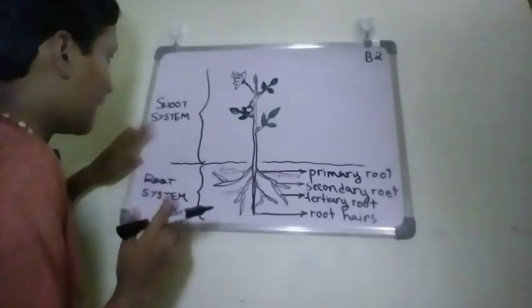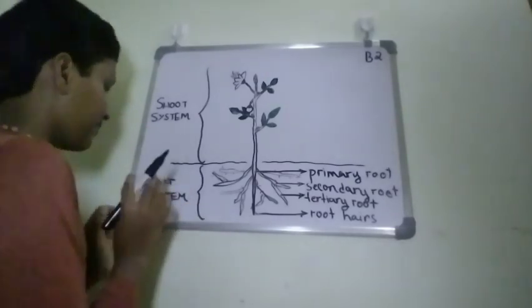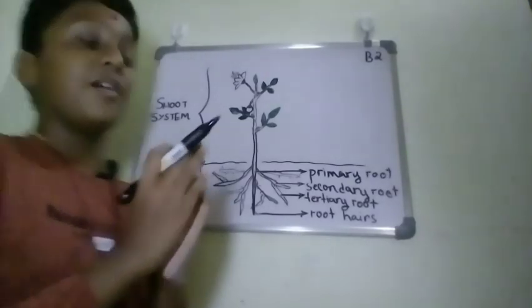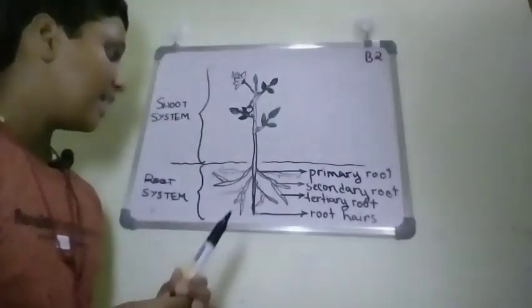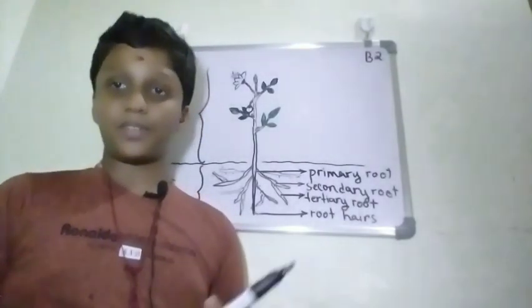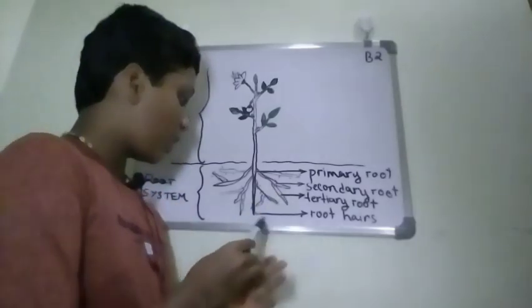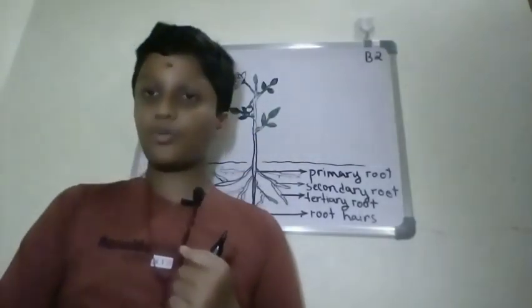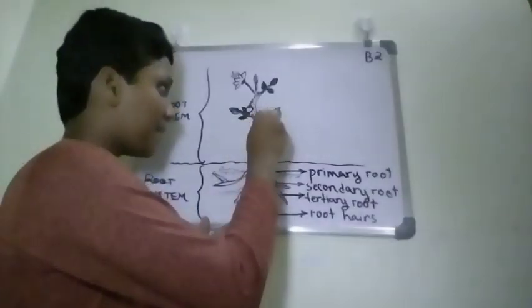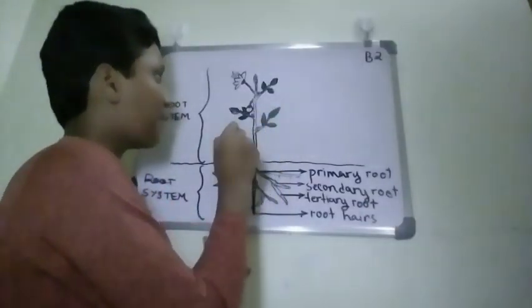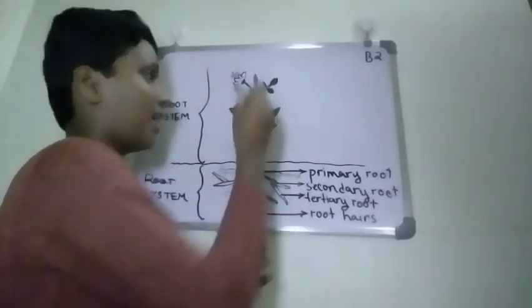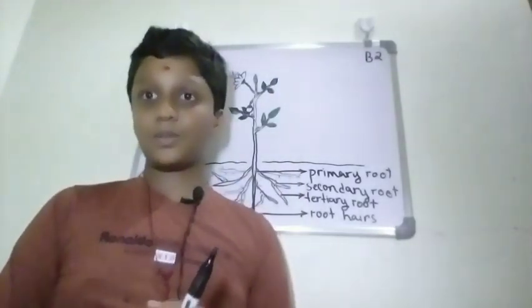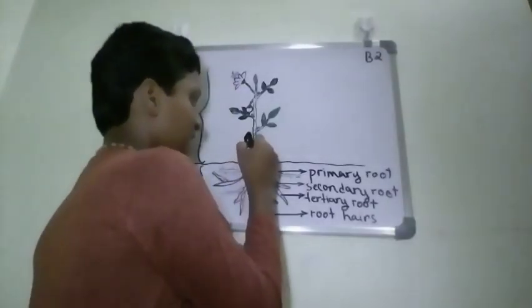Next, let us go into the shoot system. First of all, we have the stem. The stem has a transportive function. It transports the water collected by the root to the leaves for preparation of food, and the food prepared by the leaves is transported by the stem to the fruits, the flowers and other vegetative parts. So this is the stem.